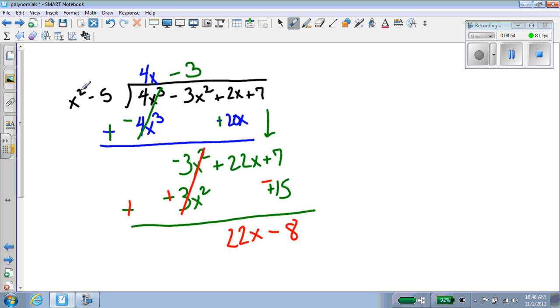What would I multiply x squared by to get 22x? Nothing, because it's x squared. X squared is already too big to multiply anything to get x. So this whole thing is my remainder. So I have 22x minus 8 over x squared minus 5. And I usually throw a plus sign in. Here's my answer.